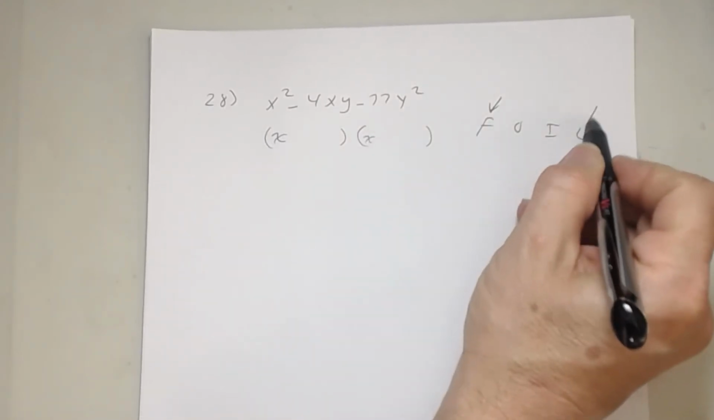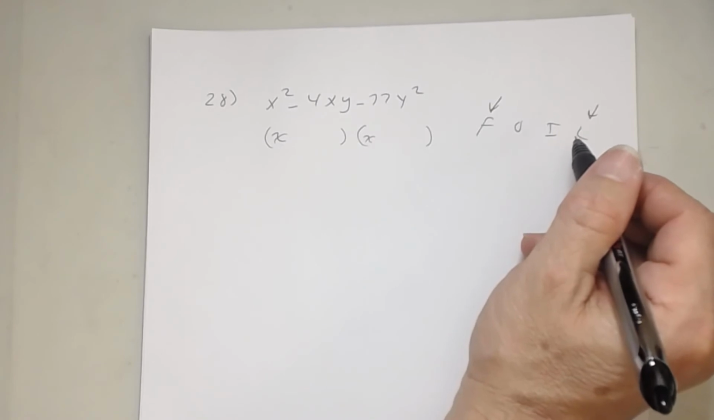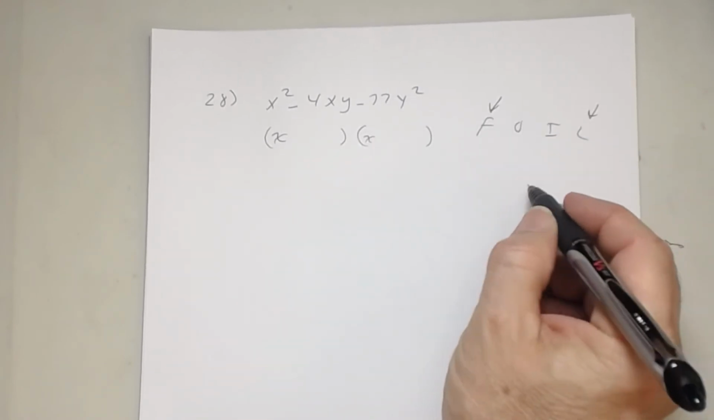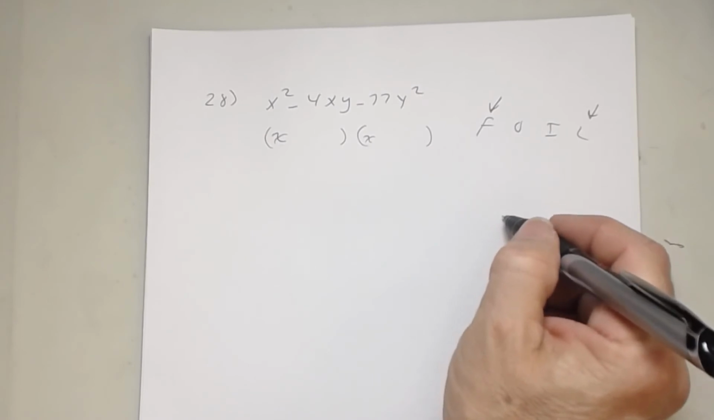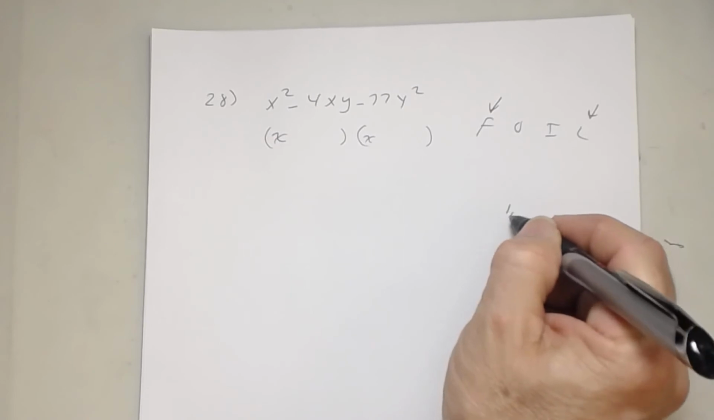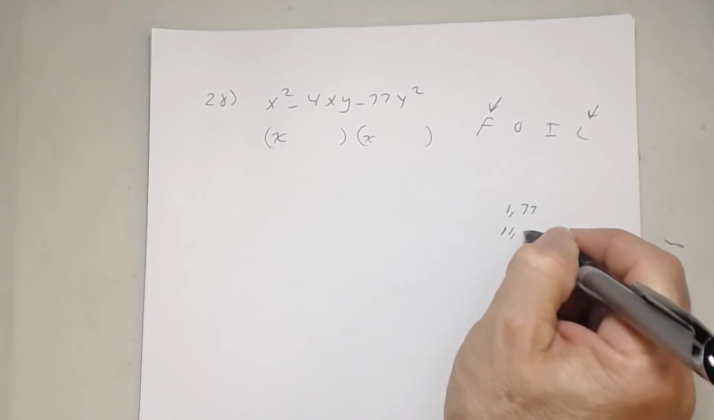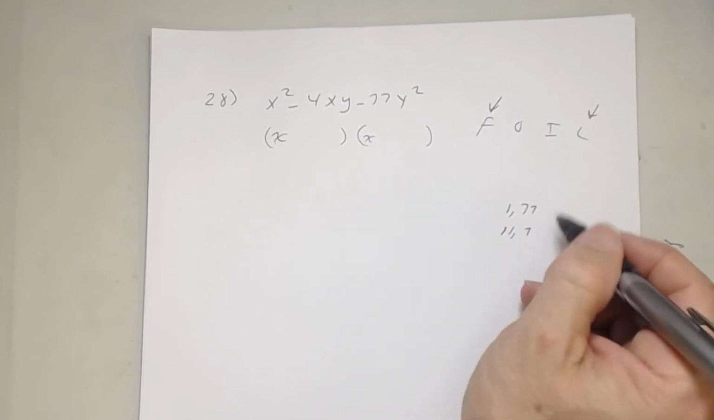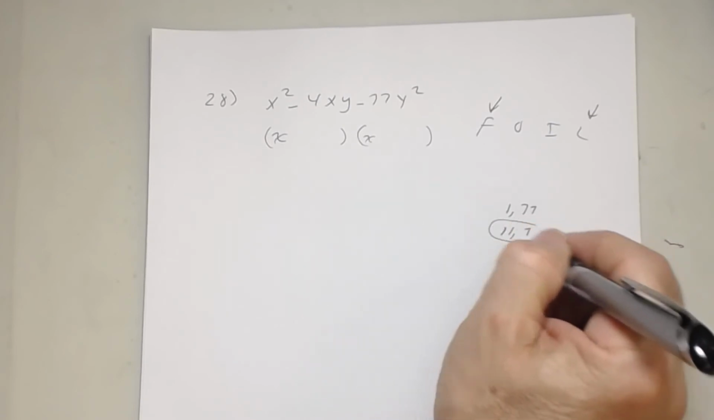Okay, let's do the L next. I'll eventually want a negative 77y squared because that's my last term, but let's just deal with 77y squared. What are the possibilities for 77? 1 and 77, 11 times 7, right? And that's about it. In fact, those are the only two. So you want to try what? 11 and 7.